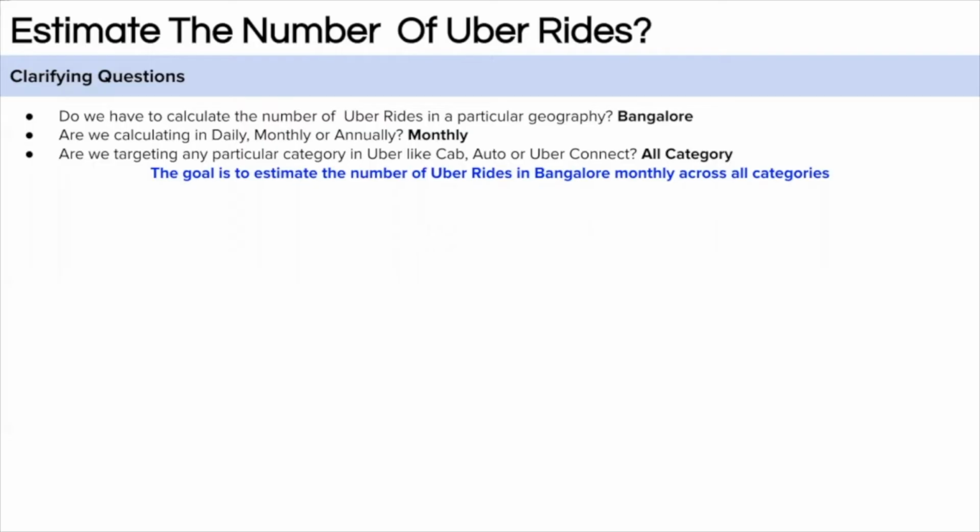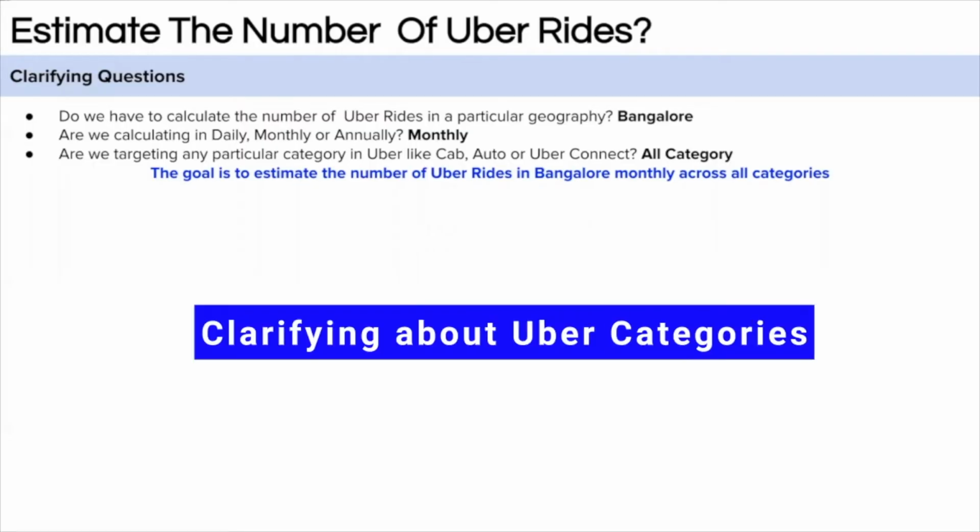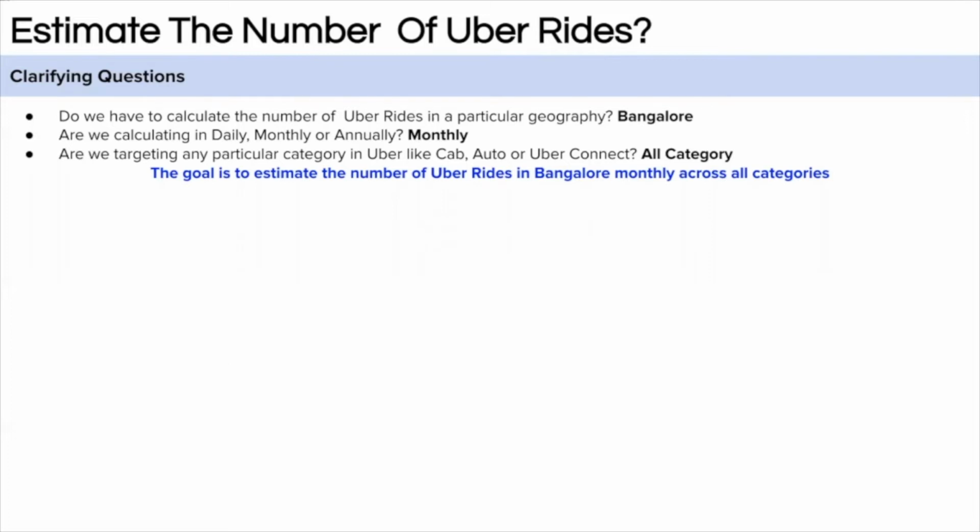Finally, one more thing which we can clarify is about the category. In Uber, you can see that we have different types of categories like Uber Auto, Uber Cabs, and there are other categories as well. So is there any particular category which we are targeting, or are we targeting the total number of rides across all the categories? Let's assume that we are thinking about all the categories that are available on Uber.